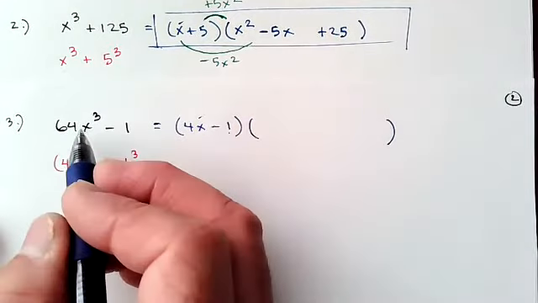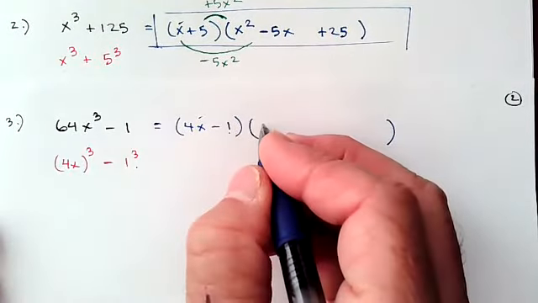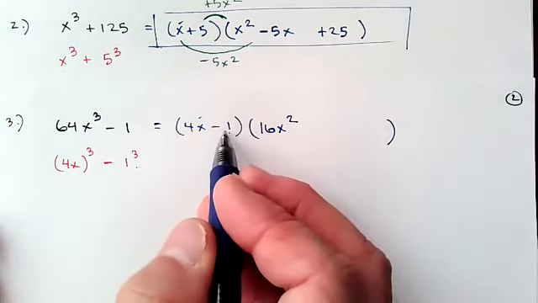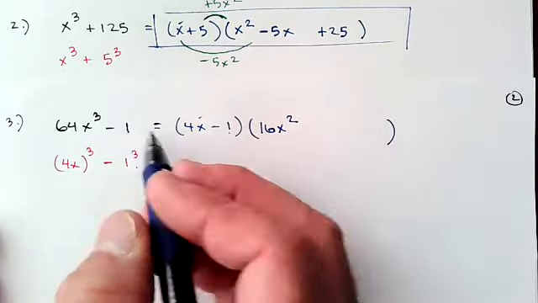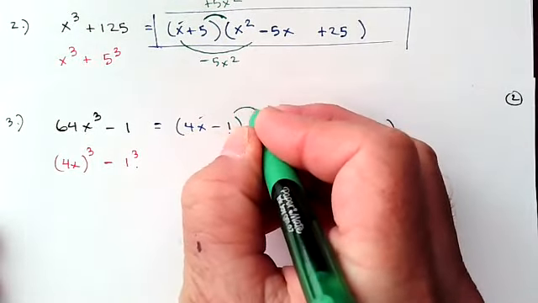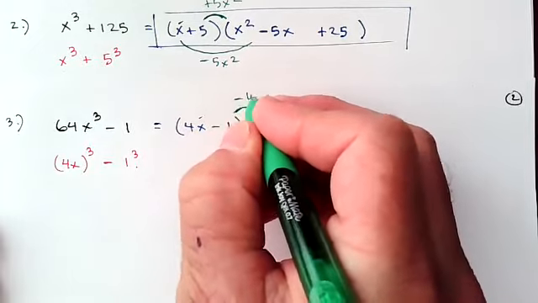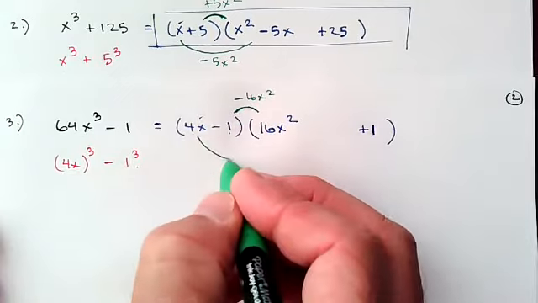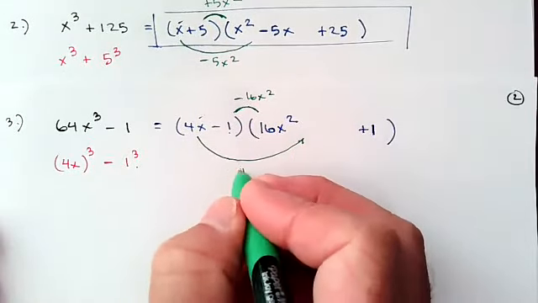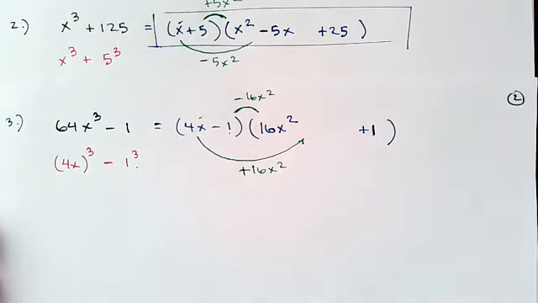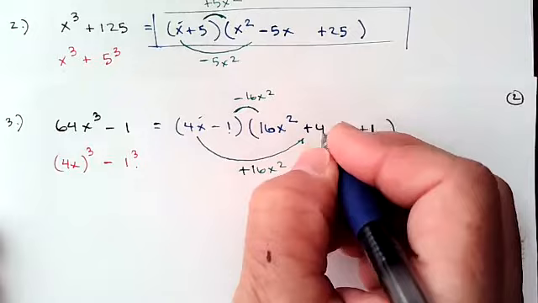4x times what is going to get me to 64x cubed? That's going to have to be 16x squared. Negative 1 times what gets me to negative 1? That's just positive 1. And then looking at my middle, these two terms here give minus 16x squared, which is non-existent here. So what would this 4x have to be multiplied by to get me to positive 16x squared? This is going to have to be positive 4x.